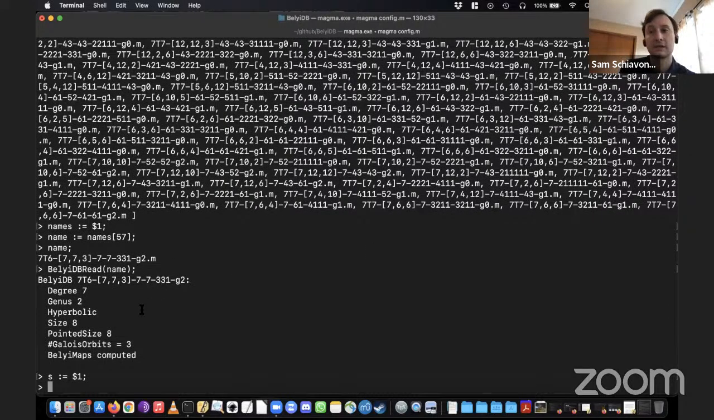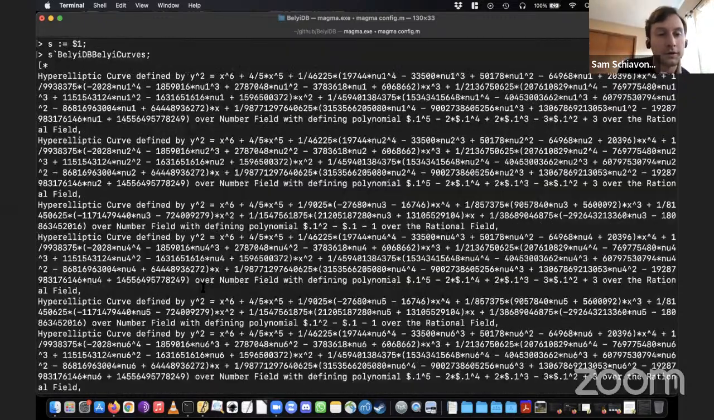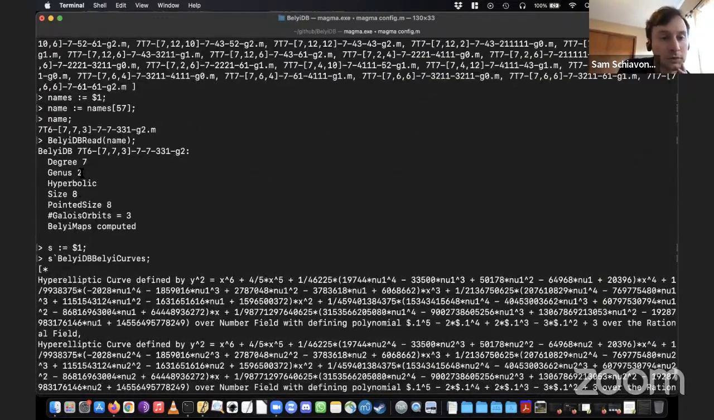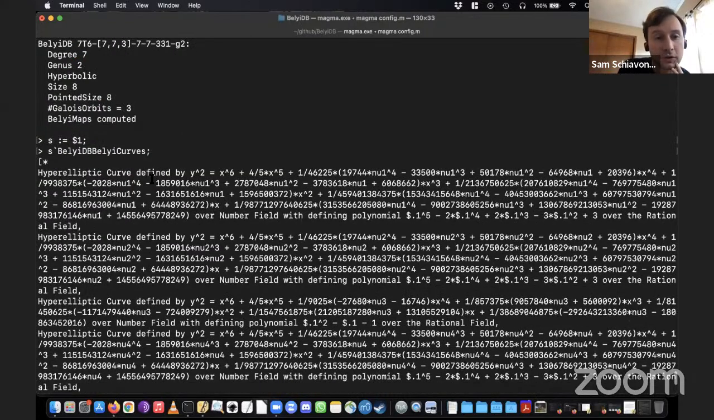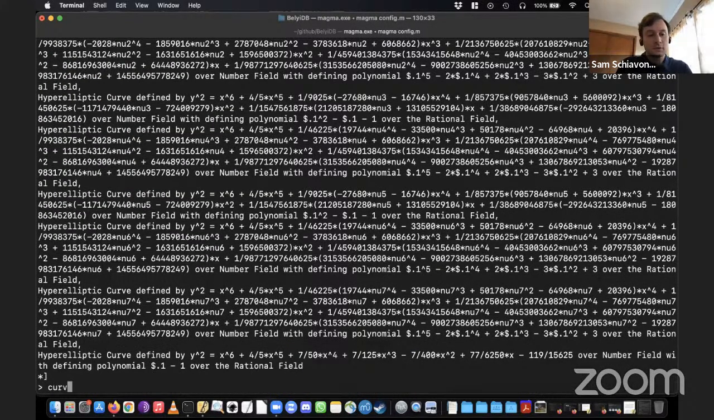So it tells you various things about the passport. The passport is of size 8, and it consists of 3 Galois orbits. So for instance, if I look at Belyi curves, here are the curves. It's a genus 2 passport, so it gives you a bunch of genus 2 curves.